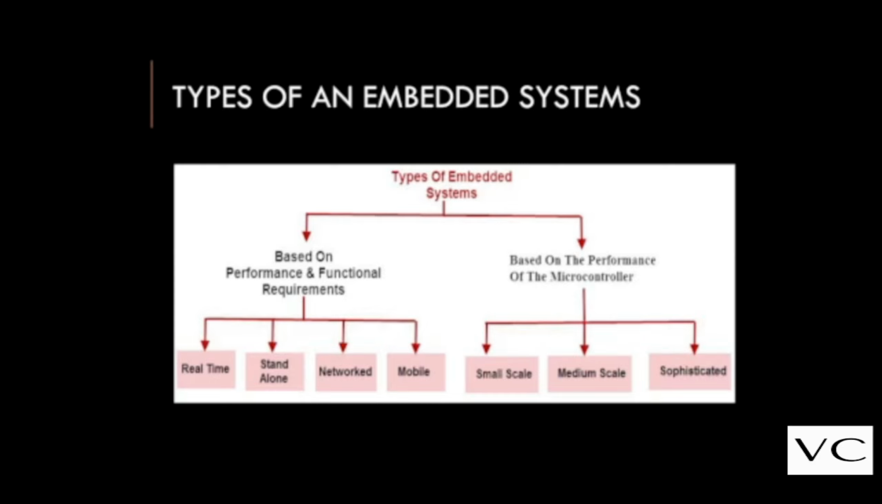The second one is the standalone embedded system. This embedded system is very simple and less complex, where we can have one particular analog port through which the input goes, and within that particular system processing is happening, and there is one specific output in terms of sound or trigger. For an example, we can have a doorbell.